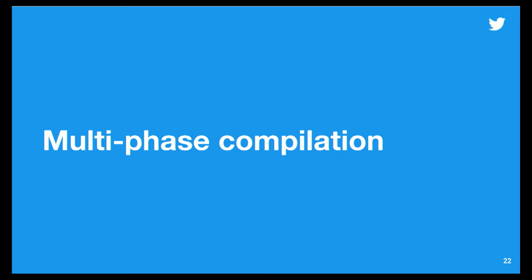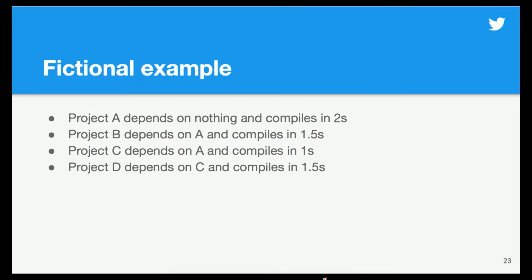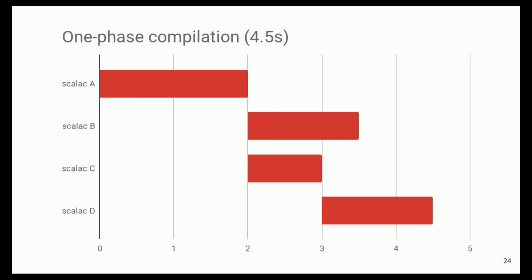So enter multi-phase compilation. Let's take a fictional example of a four-project configuration. You have projects A, B, C, and D. A is at the root. It does not depend on anything. Then B depends on A, C depends on A, and D depends on C. It sounds very confusing, but I hope that this Gantt chart will help you out. This is how normal compilation would work. This is how a Scala build tool would work, without pointing fingers or anything. First you compile A completely from beginning to end, and then you start dependent compilations, B and C. And finally, once C is compiled, you compile D, and here you go. That's how build tools basically work at this point.